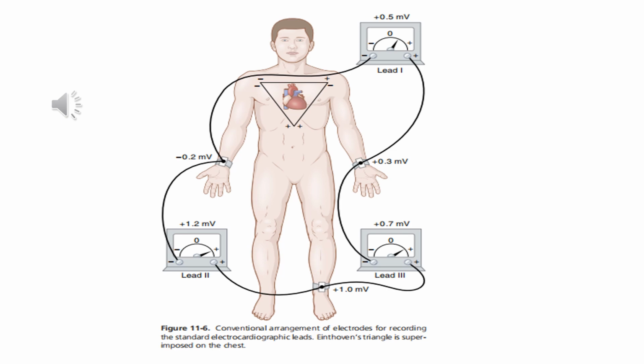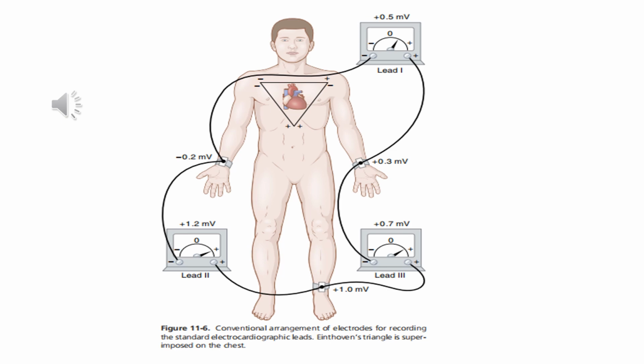Therefore, when the point where the right arm connects to the chest is electronegative with respect to the point where the left arm connects, the electrocardiograph records positively, that is, above the zero voltage line in the ECG. When the opposite is true, the electrocardiograph records below the line.